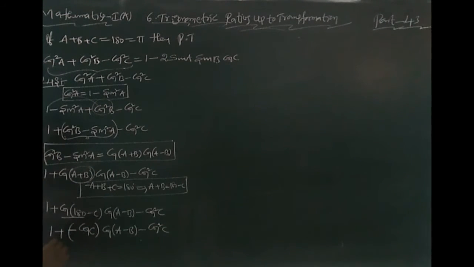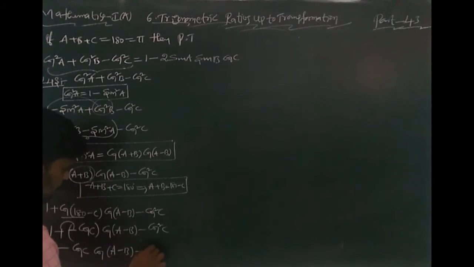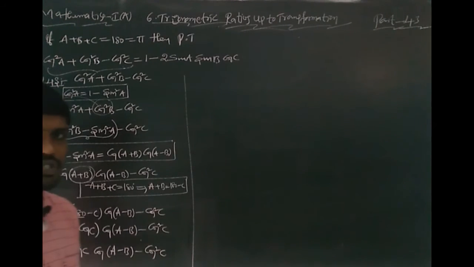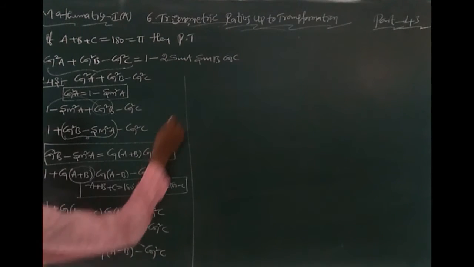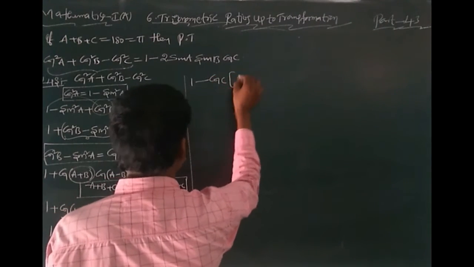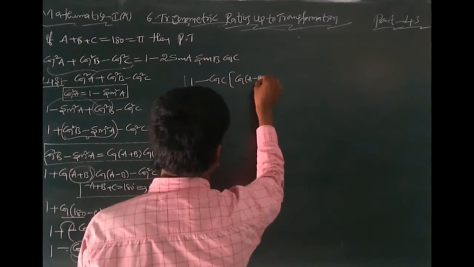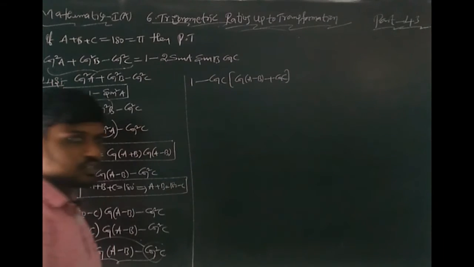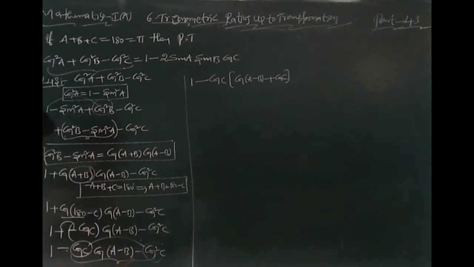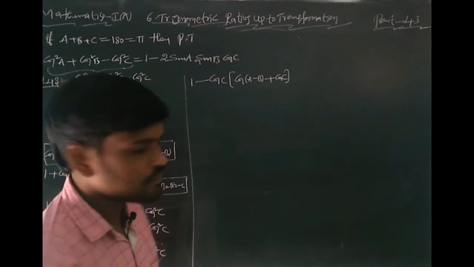After that, we can write 1 plus into minus, minus cos C cos of A minus B minus cos square C. Now observe, students, in these two terms, minus gets common and cos C also gets common. You get 1 minus cos C common, remaining cos of A minus B plus cos C. Correct or not, students? 1 minus cos C into cos of A minus B, and minus into plus, minus cos C into cos C, cos square C.